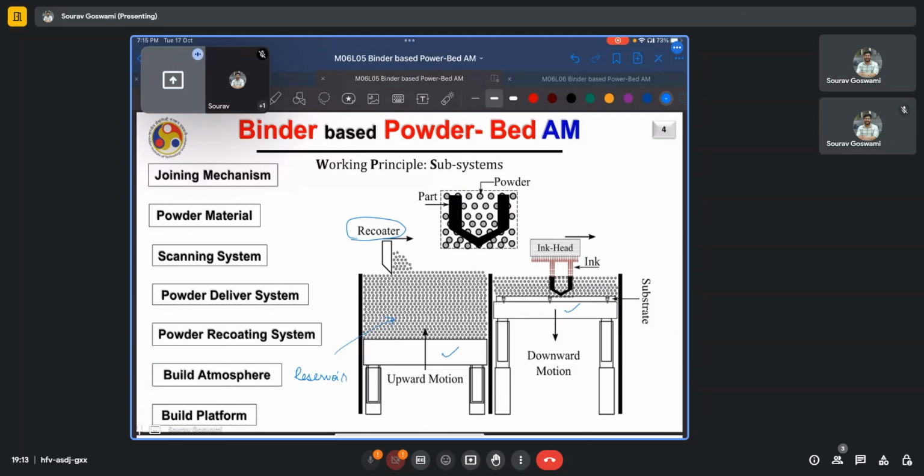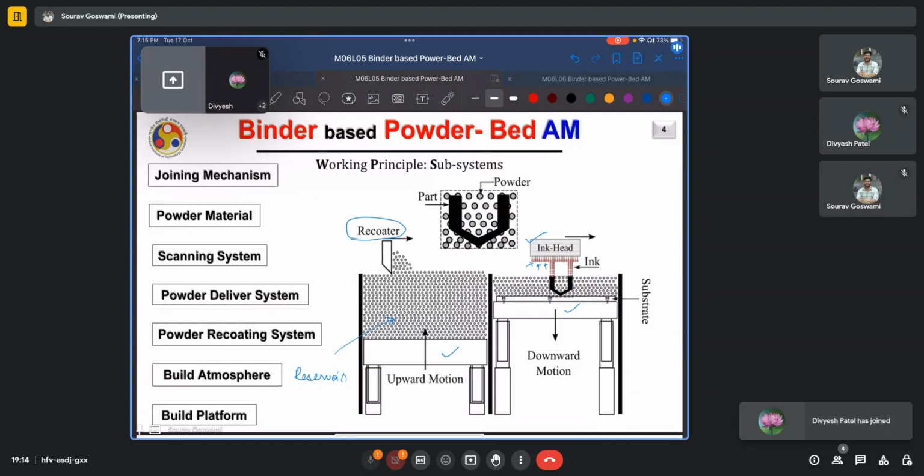Here, the deposition is actually accomplished by this ink head that we see. And this ink head has several tiny nozzles, as you can see right here. There are several of them, which selectively deposit or drop this ink or binder onto the powder bed. And wherever this ink or binder gets dropped is the region where the powders will get diffused together, and that is where the parts will be printed in each layer, and the rest of the powder will remain as loose powder, which can be separated later.